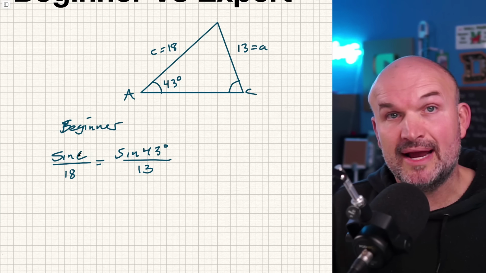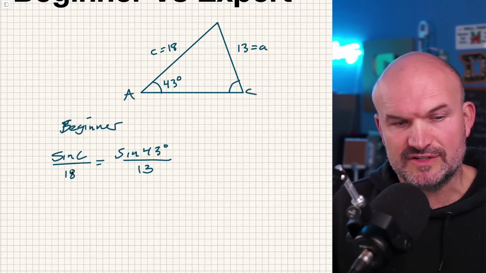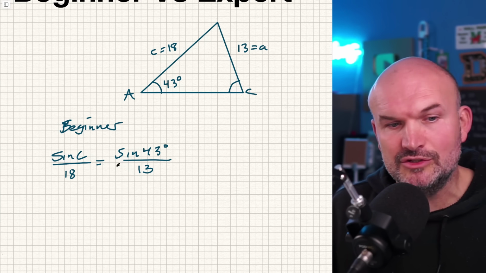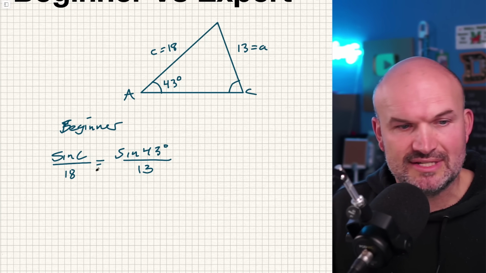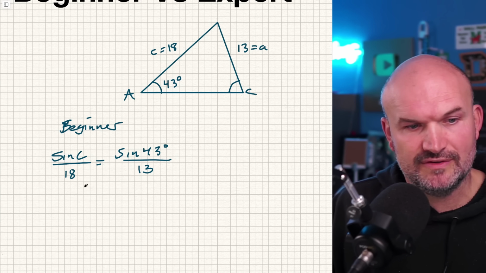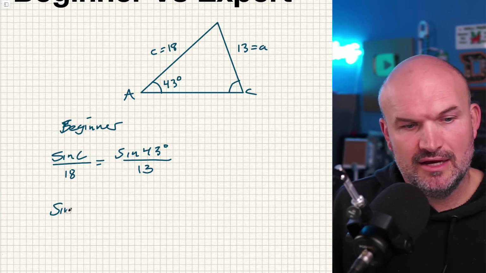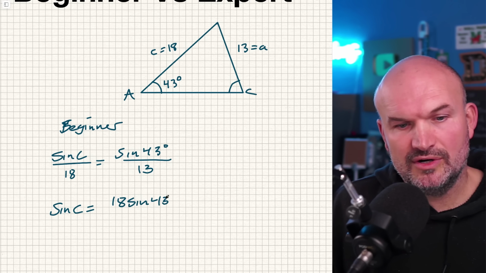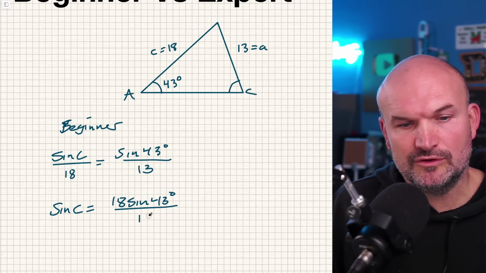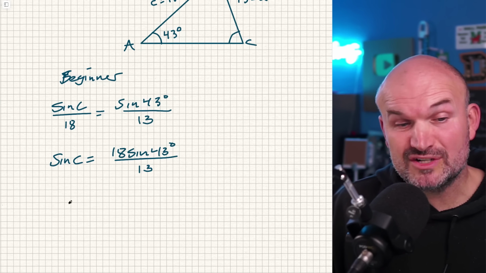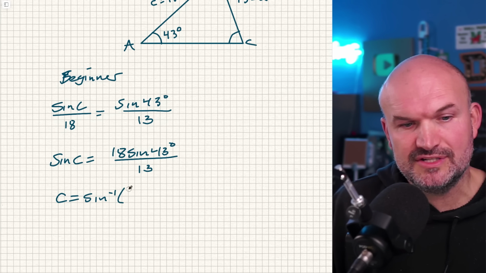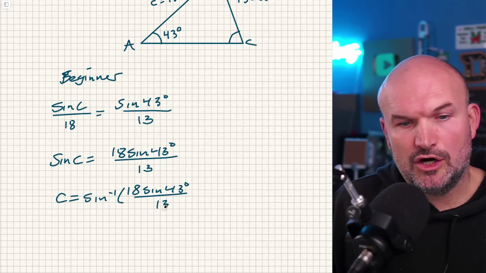So I like always putting my unknown in my numerator because then to solve for C, all I simply need to do is multiply the 18 on the other side, and then you use either graphing technology or a scientific calculator to go ahead and solve. So if I multiply by 18 on both sides, I'll have the sine of C is equal to 18 times the sine of 43 degrees all over 13. And then again, if I need to solve for C, I need to take the sine inverse of this. So I'm going to take sine inverse of 18 times sine of 43 degrees all over 13.